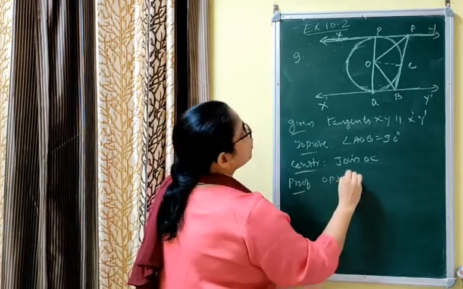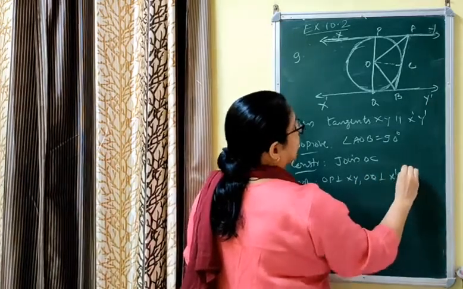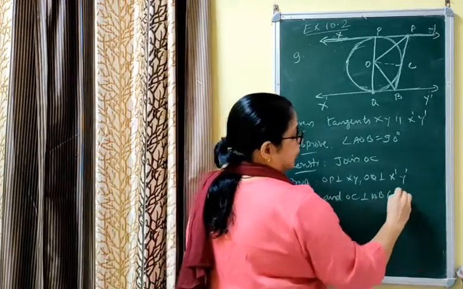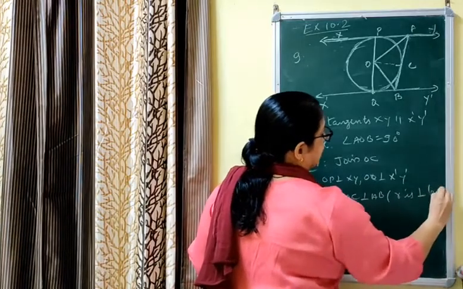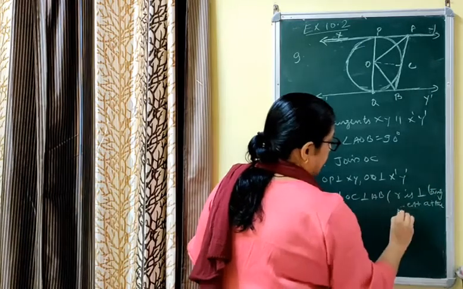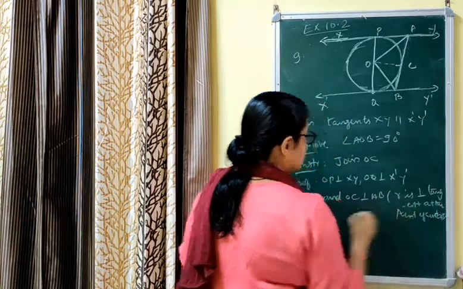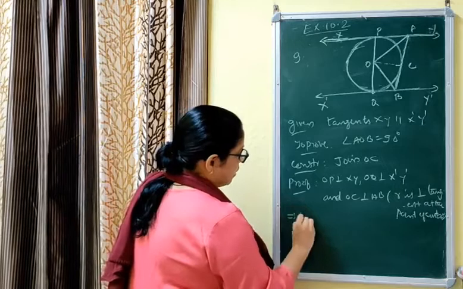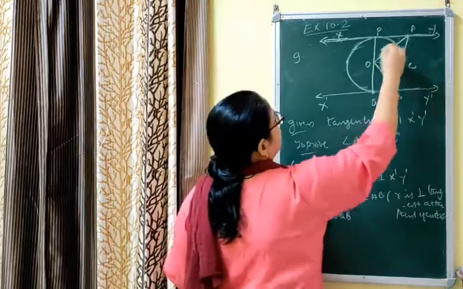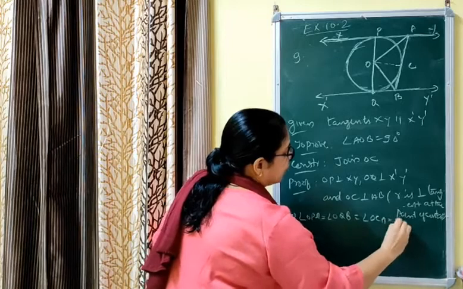OP is perpendicular to XY, OQ is perpendicular to X'Y', and OC is perpendicular to AB by the property that the radius is perpendicular to the tangent at the point of contact. This is theorem number 1. That implies angle OPA is equal to angle OQB is equal to angle OCA is equal to 90 degrees.